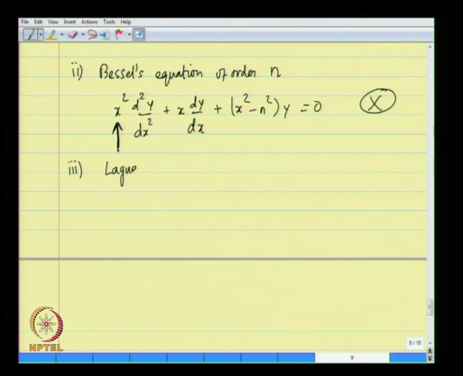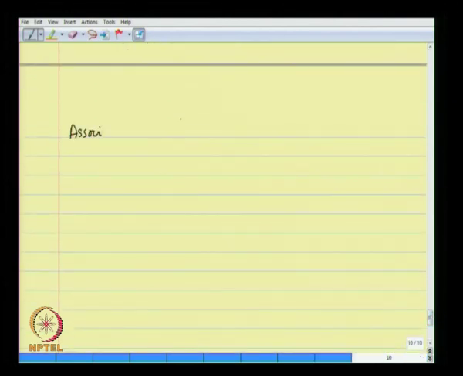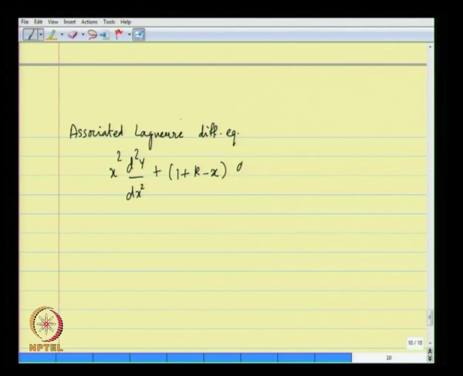In this course, we will see the Laguerre differential equation for the solution of the radial part of the hydrogen atom electron problem. The Laguerre equation is given by x square d square y by dx square plus 1 minus x dy by dx plus alpha y is equal to 0, and the associated Laguerre differential equation: x square d square y by dx square plus 1 plus k minus x, where k is non-zero, dy by dx plus alpha y is equal to 0.